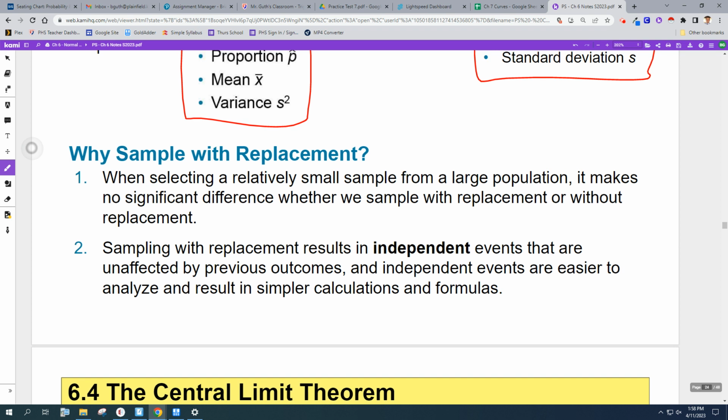Why sample with replacement? When selecting a relatively small sample from a large population, it makes no significant difference whether we sample with replacement or without. Sampling with replacement results in independent events that are unaffected by previous outcomes, and independent events are easier to analyze and result in simpler calculations and formulas.